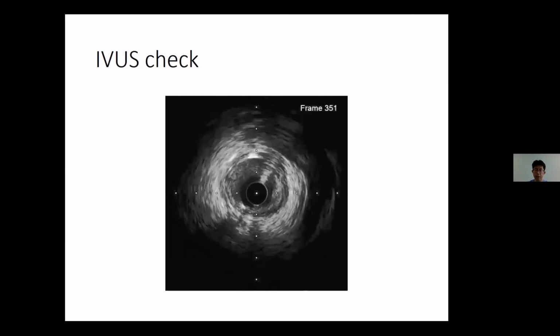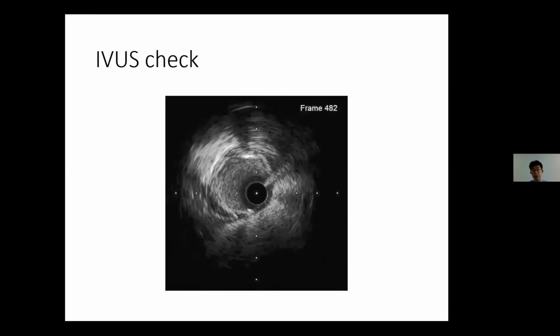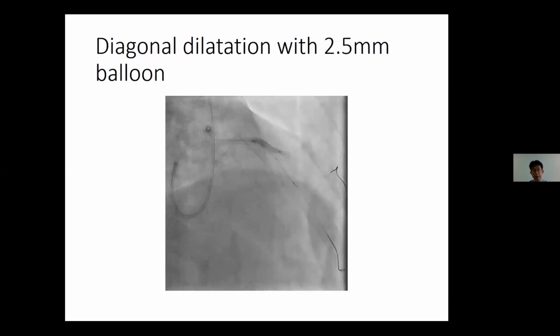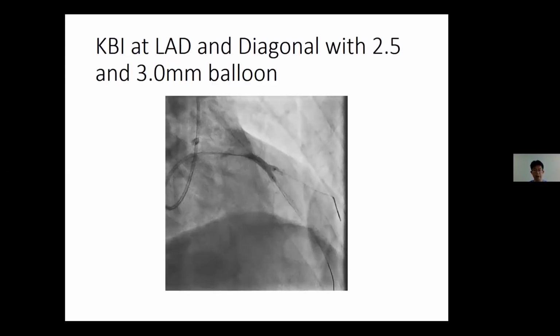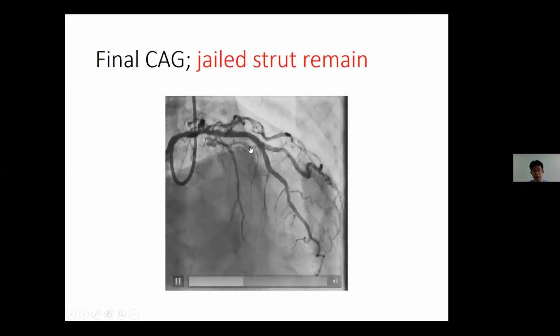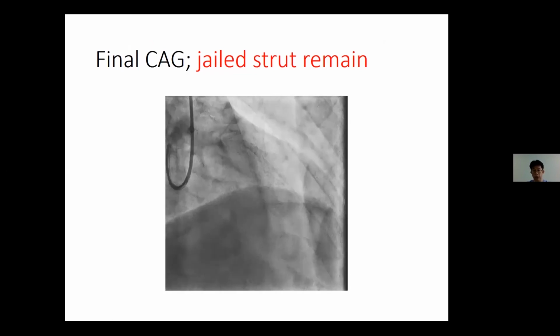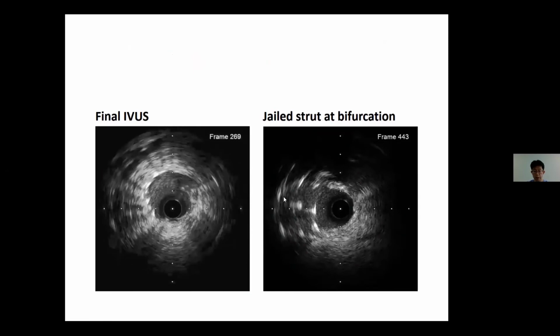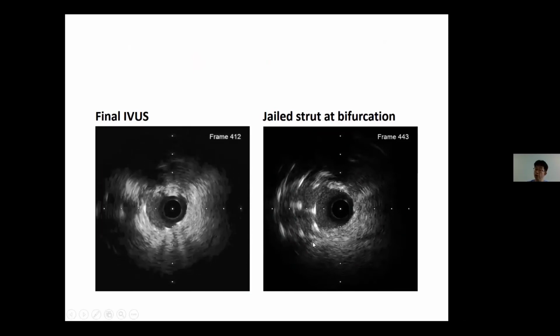But the diagonal branch is not large, so the operator decided to continue the procedure. Diagonal branch dilatation with a 2.5 balloon, and then KBI again at the LAD and diagonal branch with a 2.5 balloon and a 3.0 balloon. But finally, as you can see, this is the Z strut remaining. It is not a good case. This is the same image. This is the bifurcation site. This is a Z strut at the bifurcation. It's not a good case.